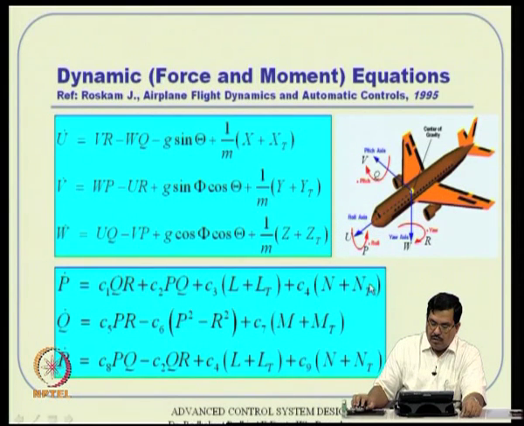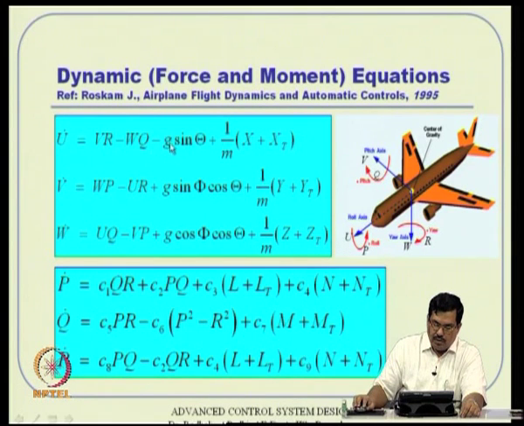And then we went ahead and derived this set of equations, which consist of translational acceleration and rotational acceleration terms. This consists partly of the Coriolis component, partly of gravity and partly of external forces. Similarly, we have the equations for rotational rates. We have done that in detail in the previous class.